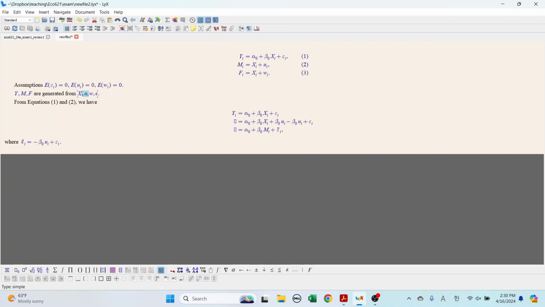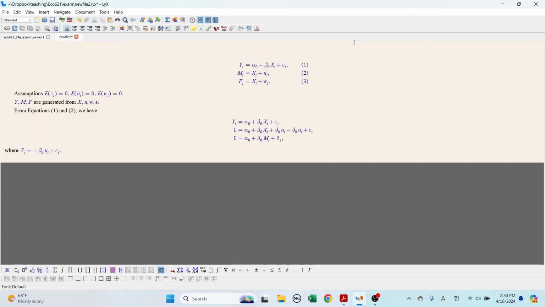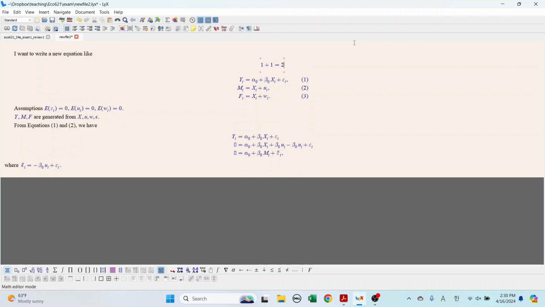And by the way, I'm going to give you a LaTeX tip here. When you write equations, you'd like to number the equations and refer to those equations later. But it's really annoying if, for example, later when you edit, I want to write a new equation like say 1 plus 1 equals 2. And if you number this line, then this becomes number 2. So you have to manually change equation numbers like this, right? But of course, this is not how you do it.